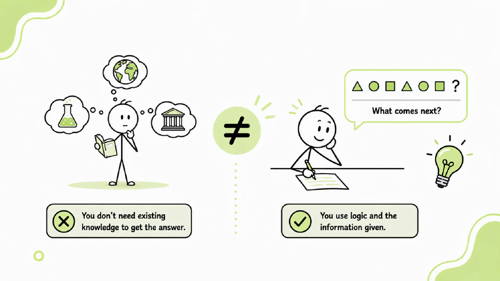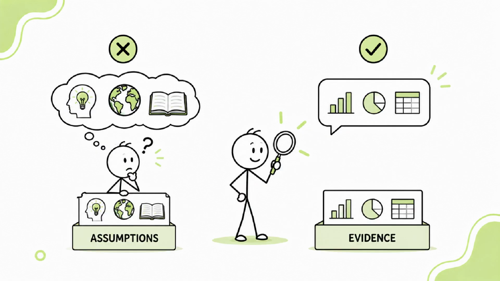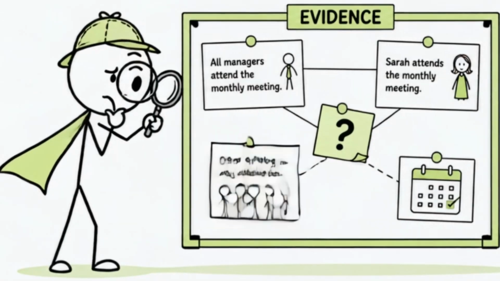SHL isn't testing your real-world knowledge. It's testing your ability to reason using only the information given. Whenever you catch yourself thinking, well, normally, stop immediately. The word normally doesn't exist in deductive reasoning, only the evidence matters.